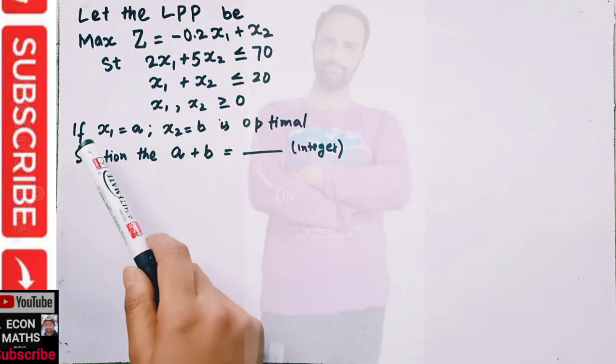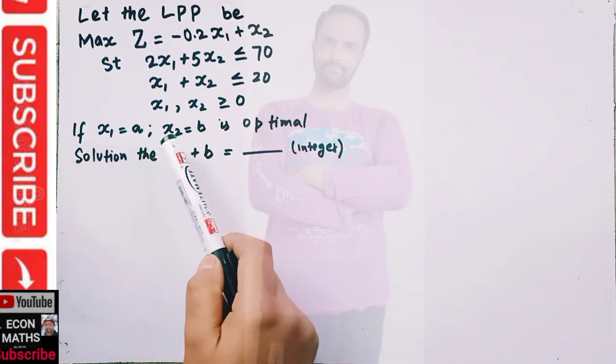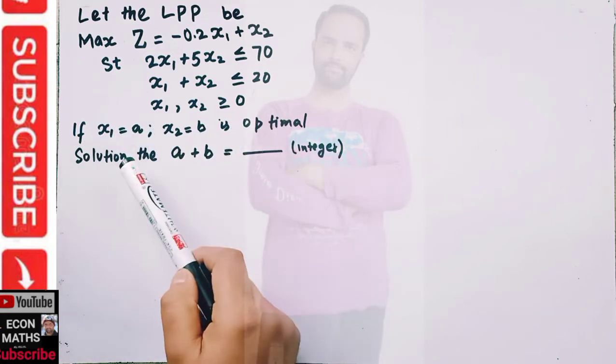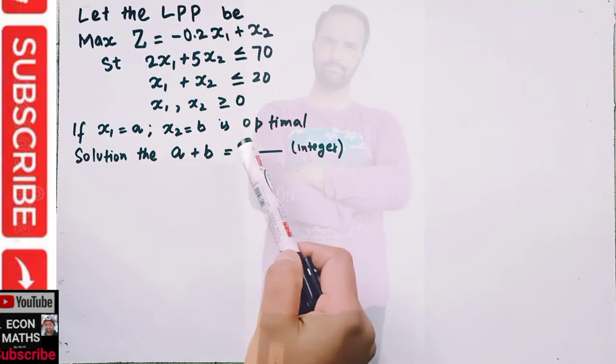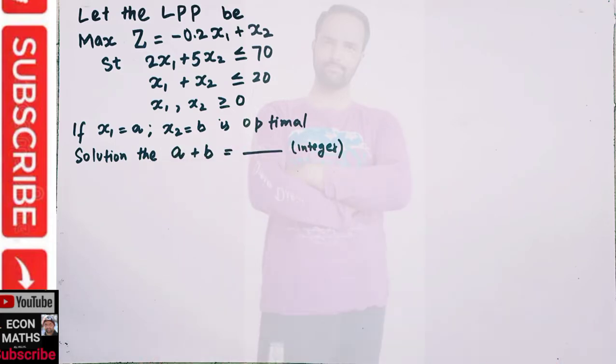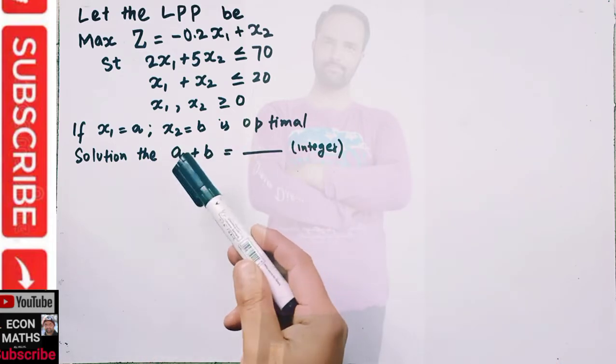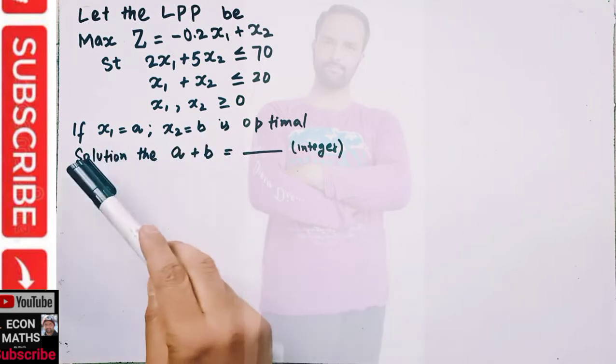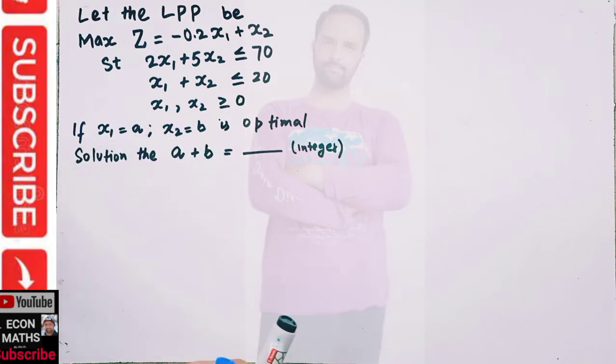If x1 is equal to a, x2 is equal to b is the optimal solution, then what is the value of a plus b? Okay, we have to find out the solution of this very question. That means sum of the x1 plus x2, which are the optimal solutions. Okay, how do we solve this question?